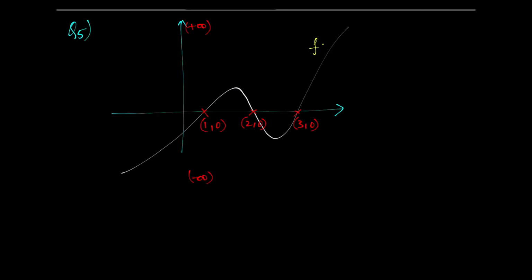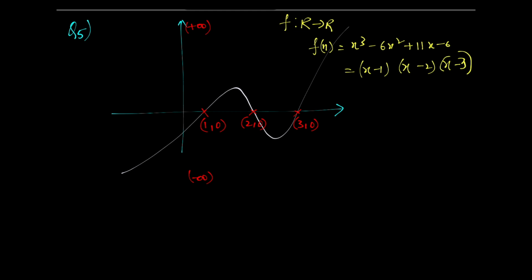When it comes to question number 5, the function f of x is given as the cubic equation x cube minus 6x square plus 11x minus 6, where x minus 1, x minus 2 and x minus 3 are roots of this cubic equation. Let's say the function is defined from R to R, real numbers to real numbers. The first R defines the domain values, that is, the x values are moving from minus infinity to plus infinity. The second R represents the codomain values, ranging from minus infinity to plus infinity.